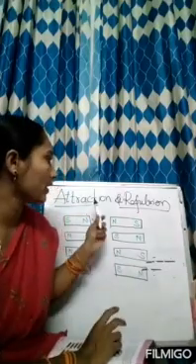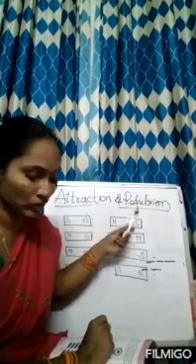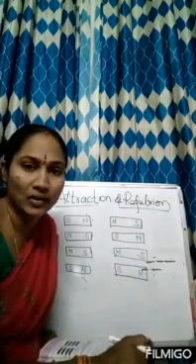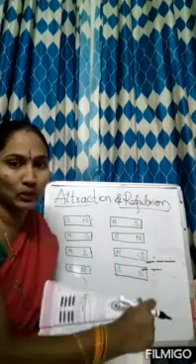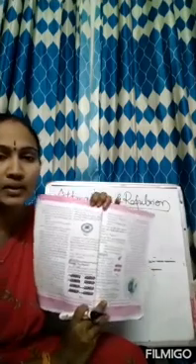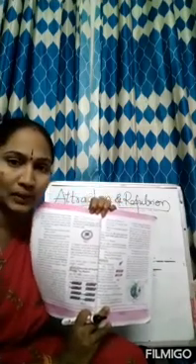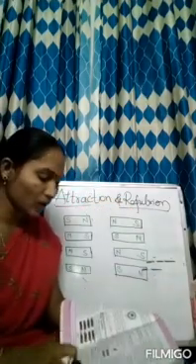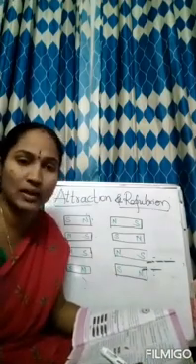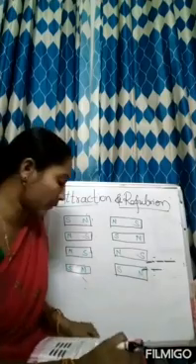Today's topic is attraction and repulsion between two magnets. You can see here in the textbook, page number 16, while I am teaching. Now here you have to take two similar bars as shown in figure number 6. You have to place it.